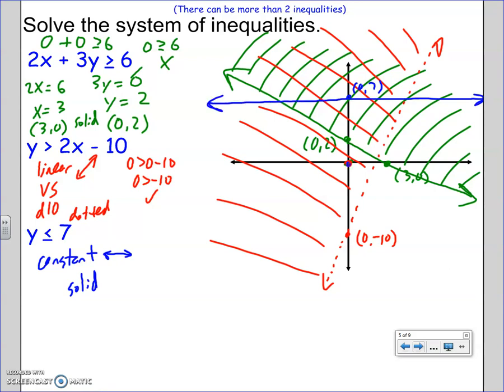I pick a test point. I like 0, 0. 0 is less than or equal to 7. That is true. So I shade down here.